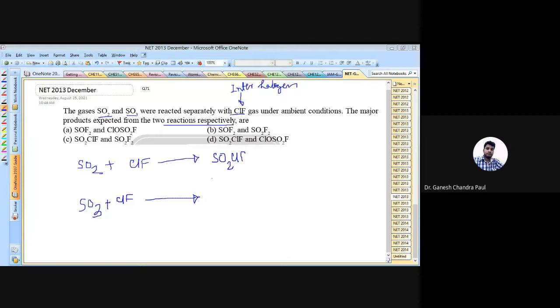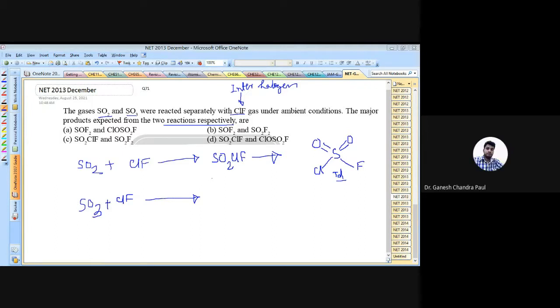You will get the addition product, that is SO2ClF, sulfuryl chloride fluoride. If you try to draw the structure, the central atom is sulfur, and there is S double bond O, then S double bond O, and on one side there is a chlorine atom, on the other side a fluorine atom. It is a kind of distorted tetrahedral structure. Is it clear, everybody? Yes, sir.